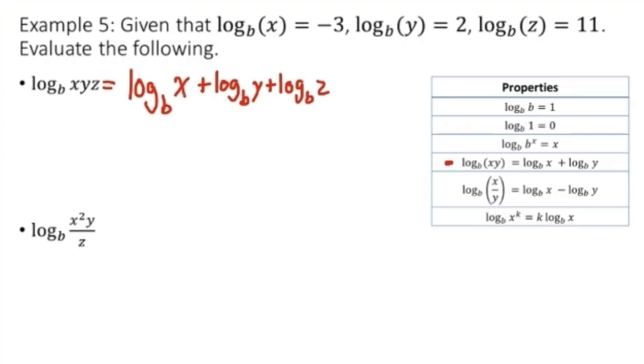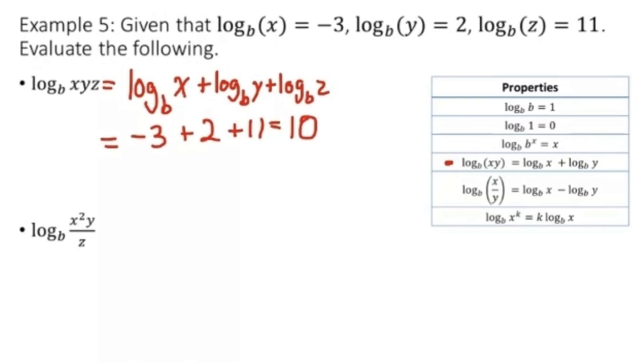Now that I have my log expanded, I can replace each of my logarithmic expressions with their given value. Log base b of x is -3, log base b of y is 2, and the log base b of z is 11. And if we do the arithmetic, we get 10. So log base b of xyz would equal 10. And thanks to these properties, I didn't have to know what log base b of xyz initially was. I could break it down into values that I did know.